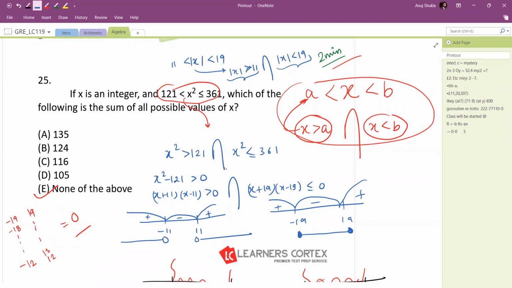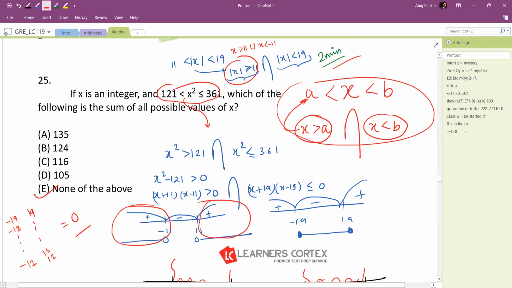Okay. Any doubt? If you look carefully, solving this thing, it will be x is greater than 11, union x is less than minus 11. X is less than minus 11, x is greater than 11. Are you getting it? Same way, for 19 and minus 19, x is between minus 19 and 19. See, between minus 19 and 19. So either you solve it by this method or this method, both are fine.